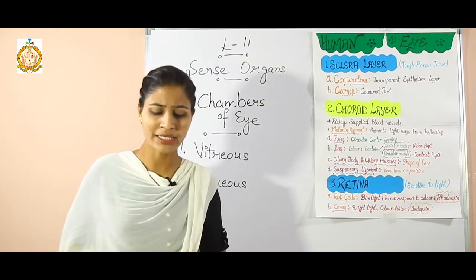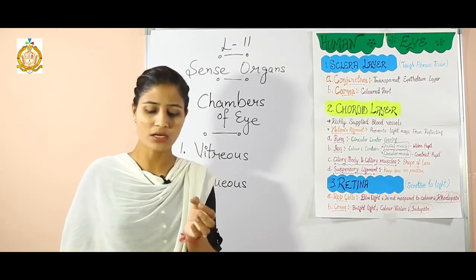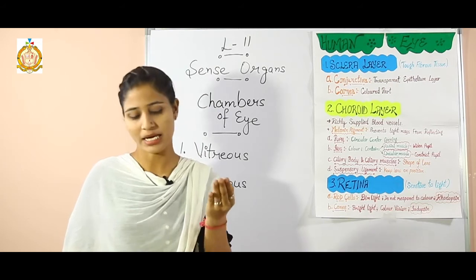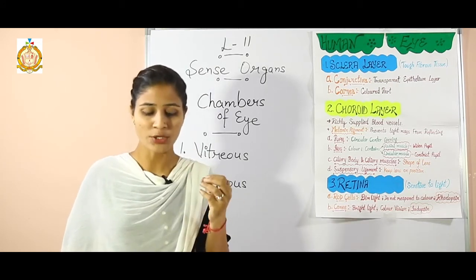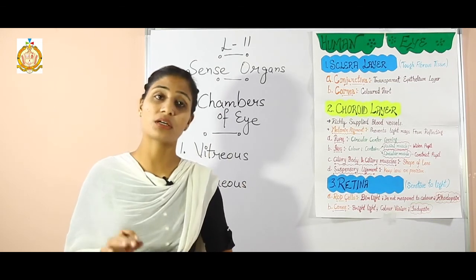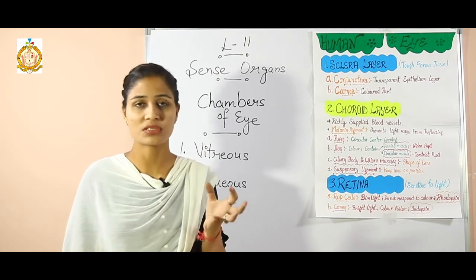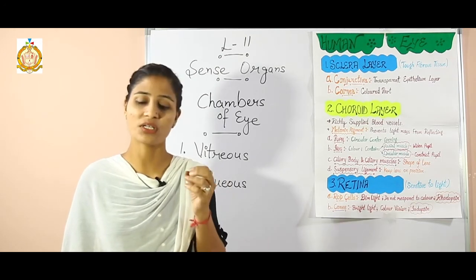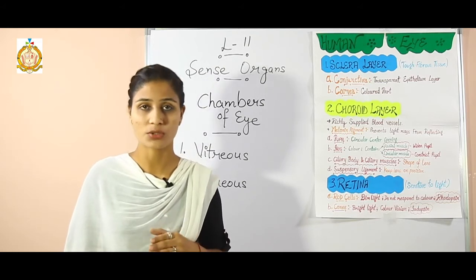Next one, corneal opacities. The cornea of some patients gets scarred and turns opaque, means whitish, and non-functional. That's why they are suffering with this kind of defect, and this is corrected with the help of a replacement of a healthy cornea from a donated eye.